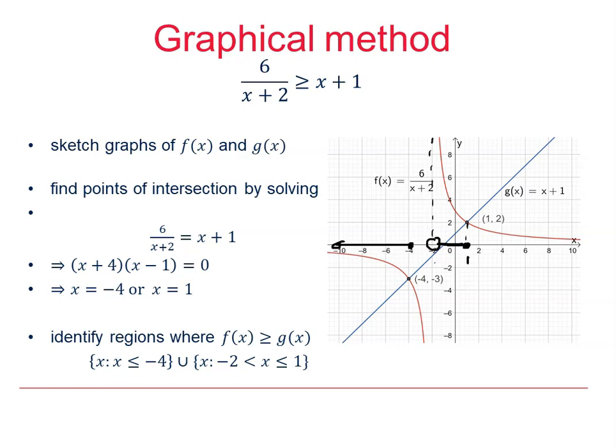In other words, we have this solution: x is less than or equal to -4, union with x between -2 and less than or equal to 1. So it's strictly greater than -2. -2 is a value which is not allowed in our inequality and therefore mustn't come into the solution.